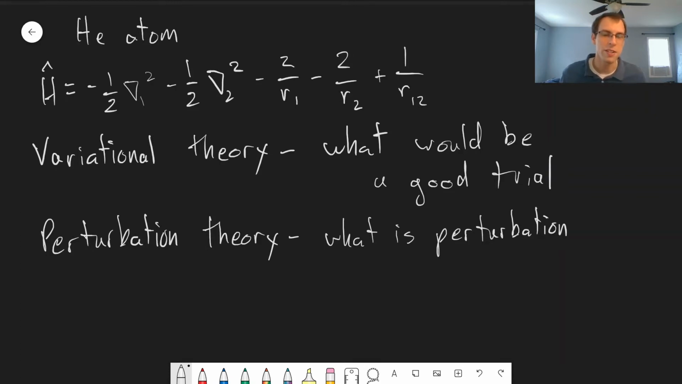Okay, so hopefully you had a chance to pause, think about it. Hopefully maybe you got out a piece of paper and wrote down some ideas. And so we'll start with perturbation theory.